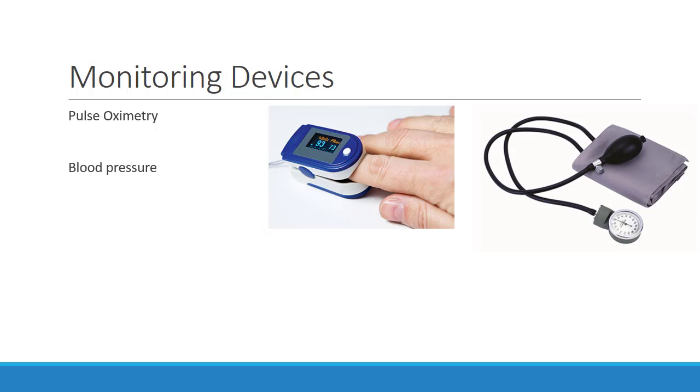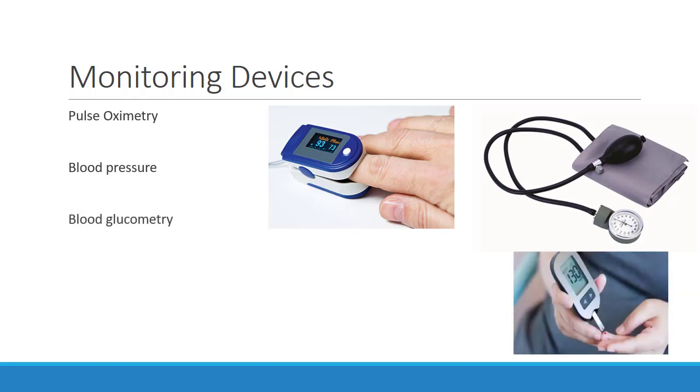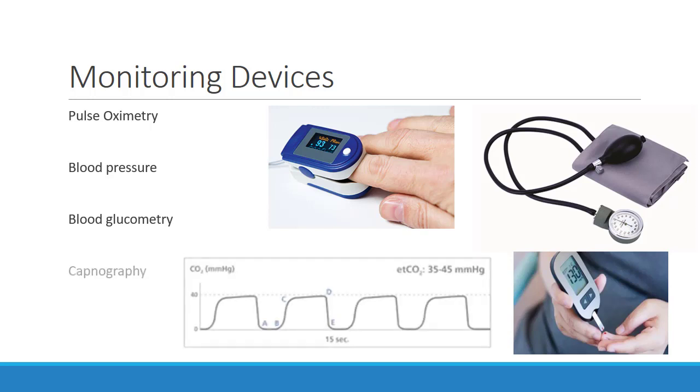And then we have our blood pressure cuff, or our sphygmomanometer. Along with this, we would need a stethoscope to be able to hear. And again, we're going to be practicing these on each other. We have our blood glucometry, which is our checking of blood sugar with our glucometer. And then we have capnography, which we will be looking at as well.